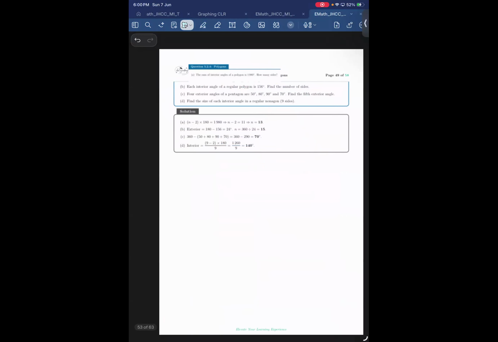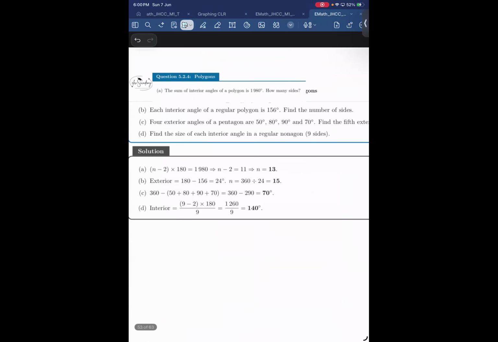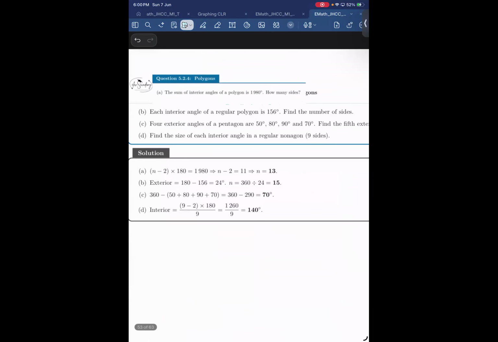So the sum of interior angles of a polygon is 1980 degrees. How many sides are there? The formula is n minus 2 times 180 degrees, and that equals 1980 degrees. This is what we want to solve. You want to find n for part A. So we can solve the equation: divide 180 on both sides, and you'll see that n is equal to 13.